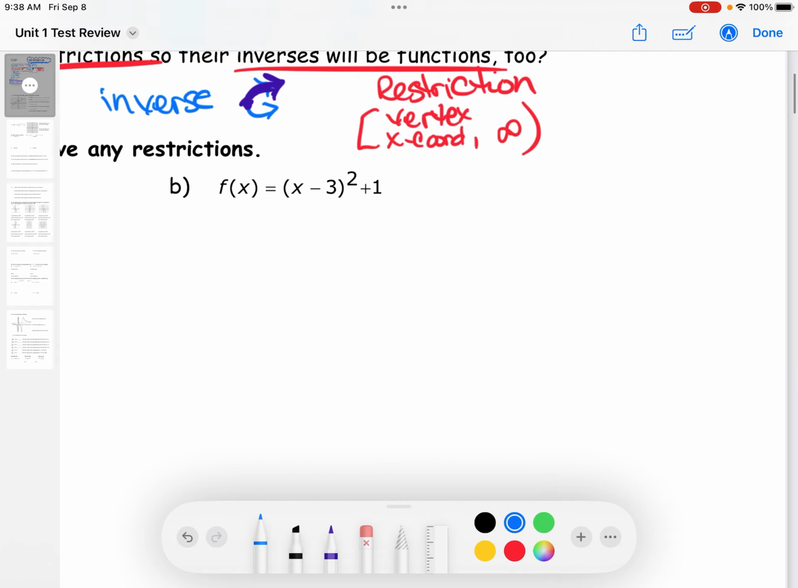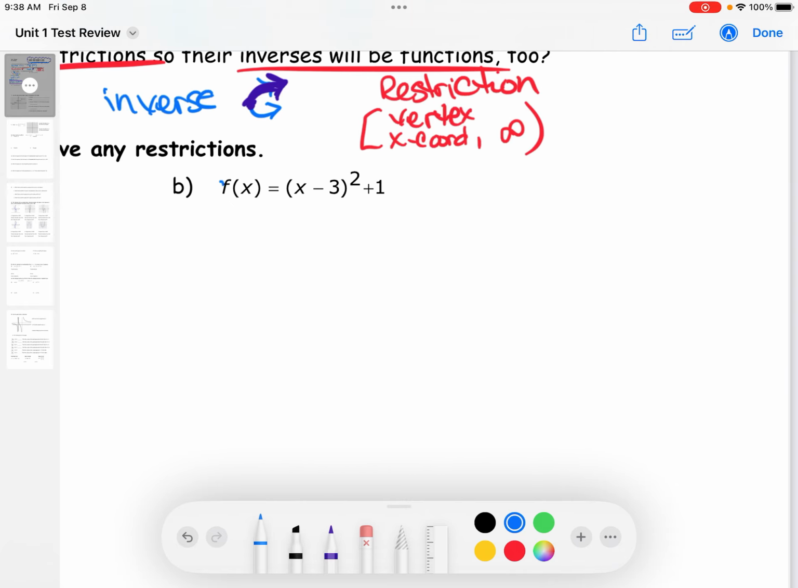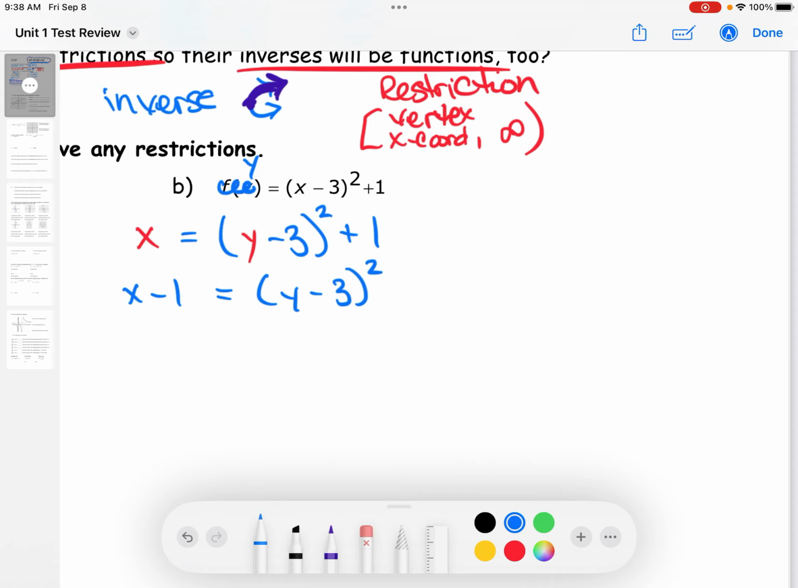So if we look at B, we have a quadratic. Remember, f of x is y equals. So when we switch x and y, we get x equal to, open parentheses, now that's a y, minus 3 in parentheses, all squared, plus 1. We need to isolate the parentheses squared, so we'll subtract 1. x minus 1 will equal y minus 3, all in parentheses squared. And then to solve that, we need to take the square root of both sides.